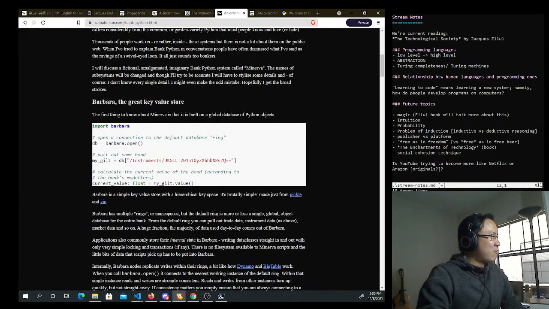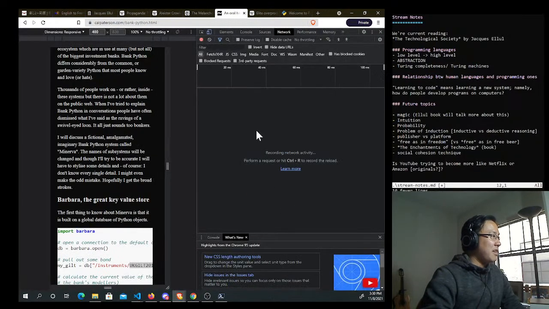So here, I guess this one program, Barbara, the great key value store. This is a popular thing that they use in a lot of financial tech. So here they connect to some database and they don't type out the name exactly. They have this big, complicated string. I think this is base 64 encoding.